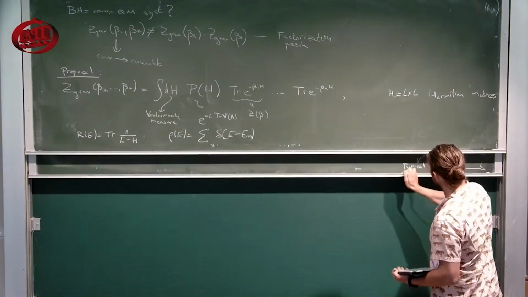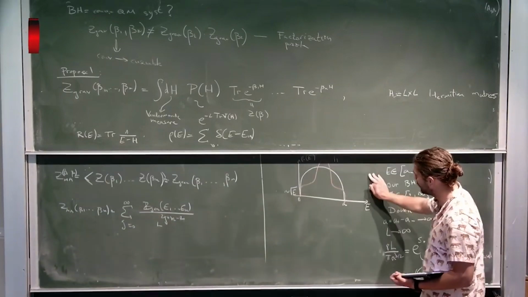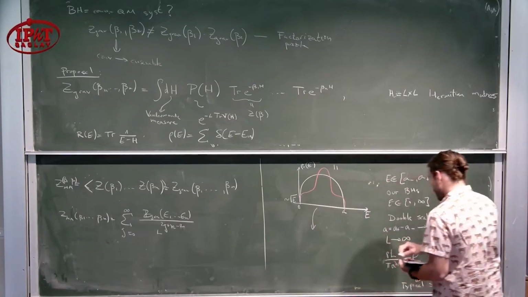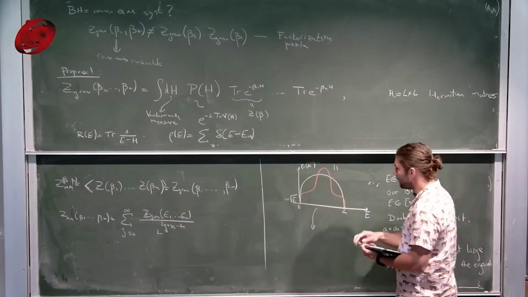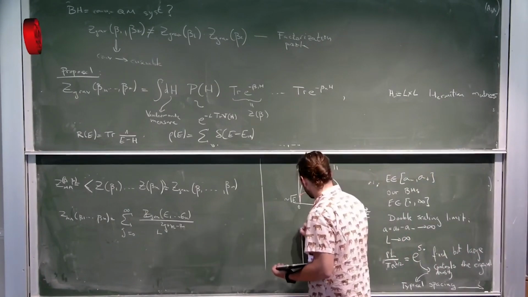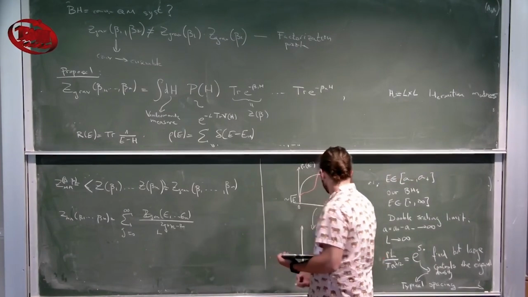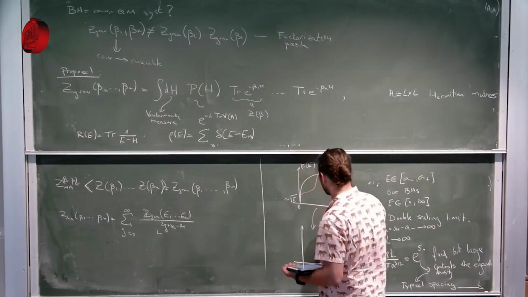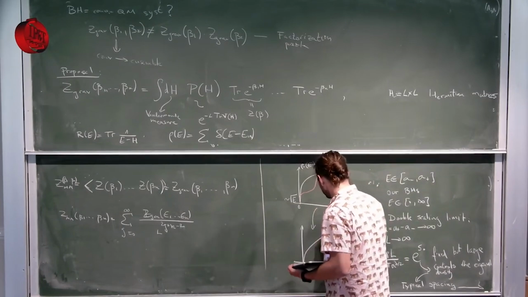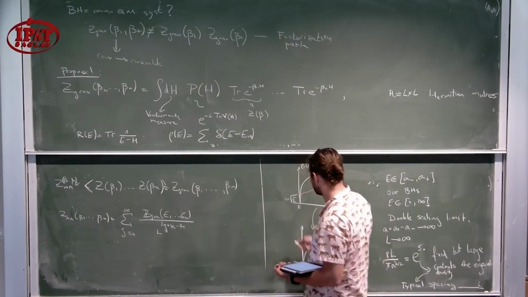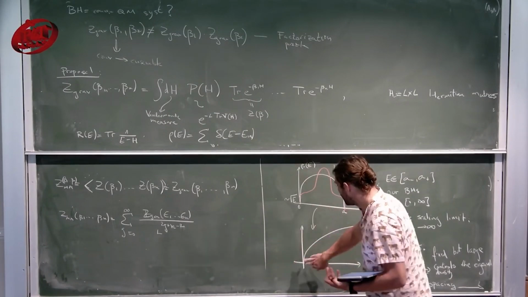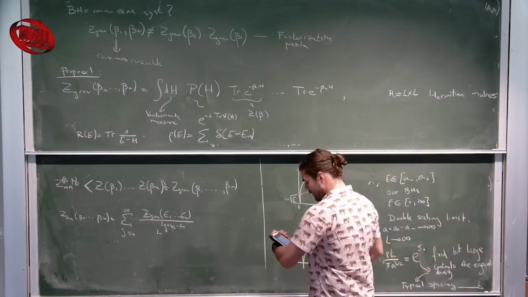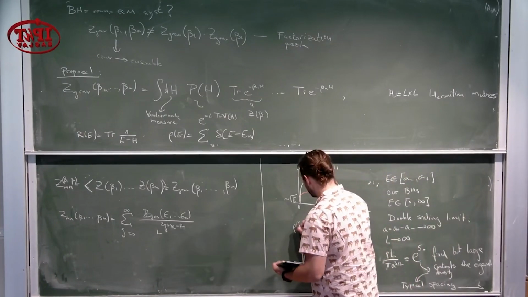So, for instance, doing this double scaling limit for the Gaussian matrix model leads to what's called the Airy model, which has a density of states that still has a square root edge, but the square root edge goes all the way out to infinity.